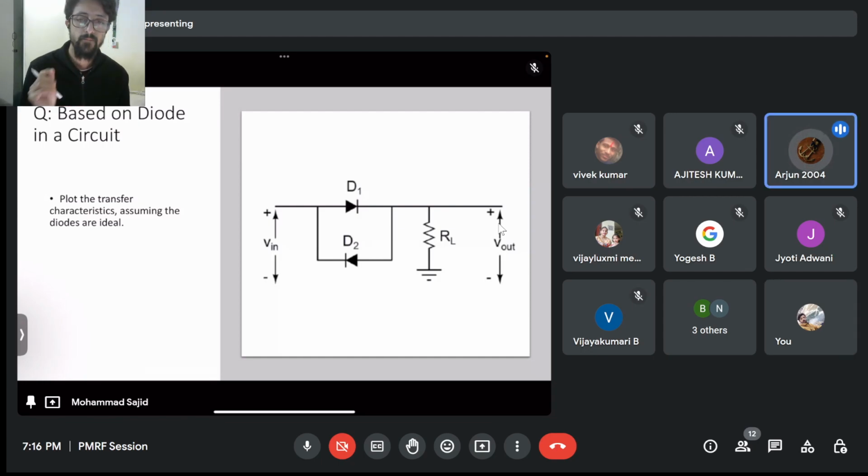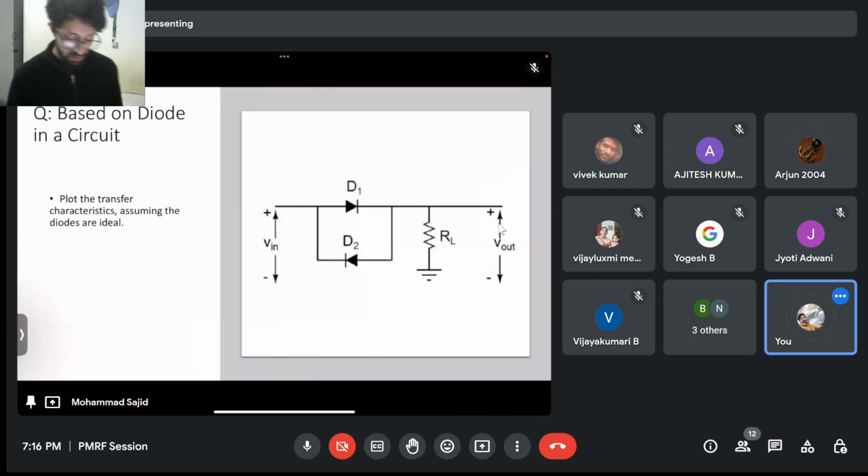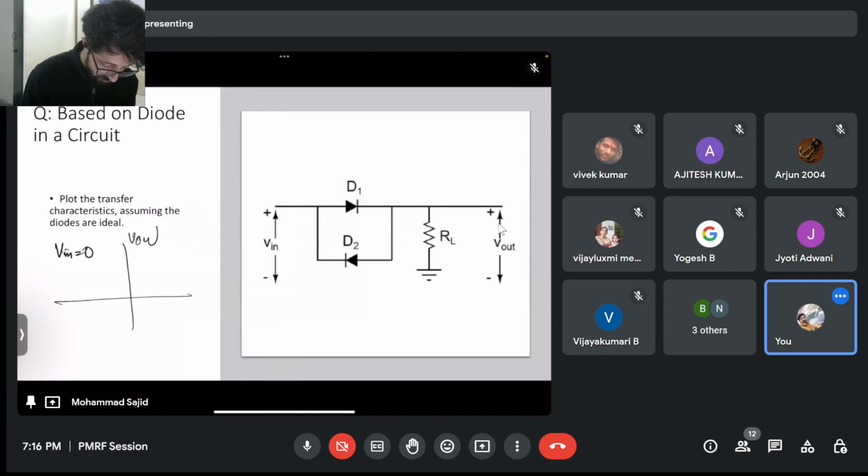Sir, in forward bias, D1 will act as a short circuit and D2 will act as an open circuit, and in reverse bias, vice versa. Okay. So if I have V in equal to 0, what will be my V output? 0. Both diodes will not conduct, right? So if I increase V in, your D1 will conduct.